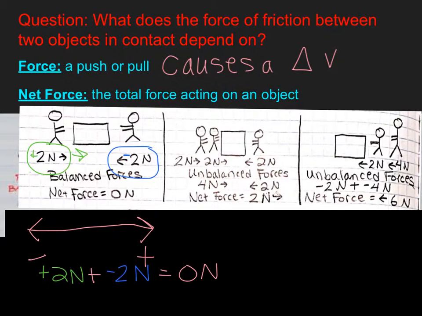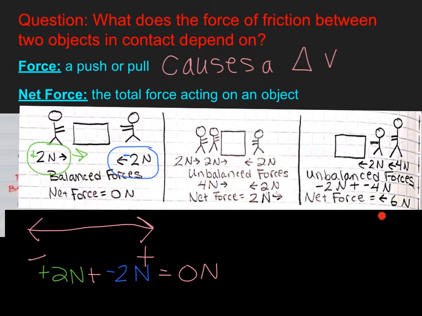Now my next section, the next picture here, is showing unbalanced forces. So let's say instead of just having 2 newtons on either side, I've got 2 people now here. 2 newtons and 2 newtons, and then 2 newtons going this way. Well, in this situation, on this side, I'm going to have 4 newtons going to the right and only 2 newtons going back to the left. So my net force is going to be 2 newtons to the right. So this one cancels this one, but this one is not canceled. So my net force, or my total force, is 2 newtons to the right.